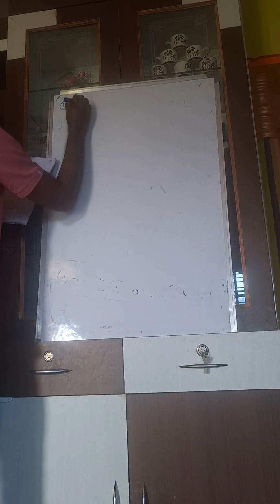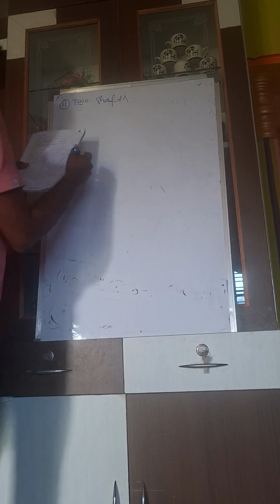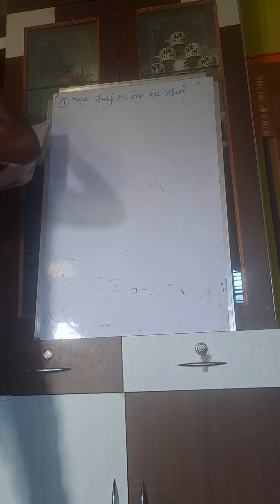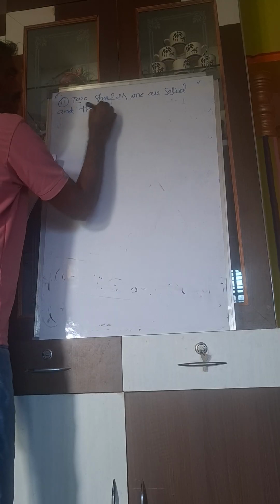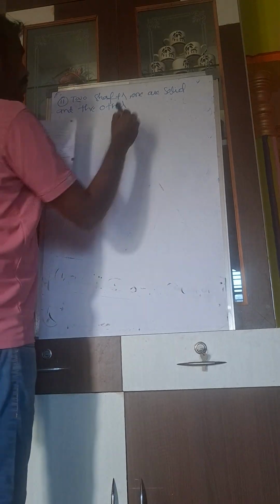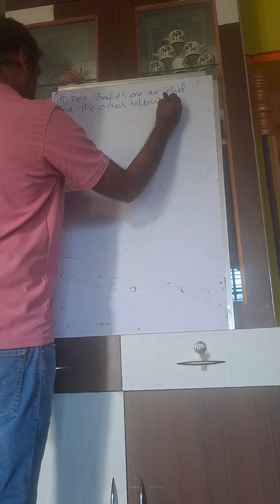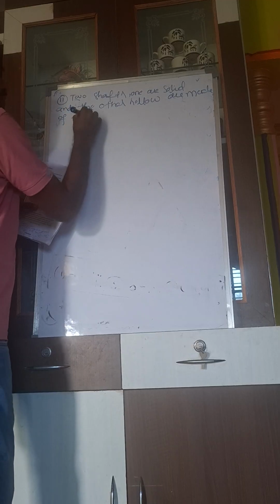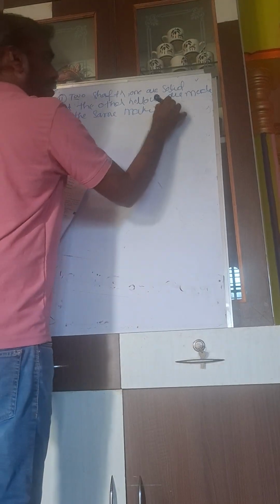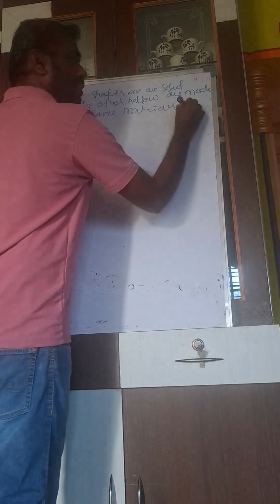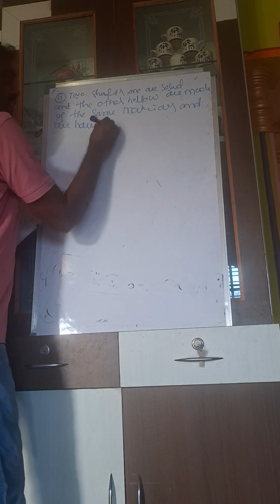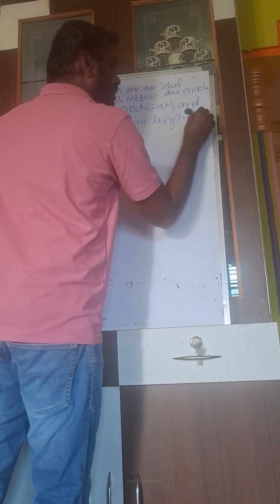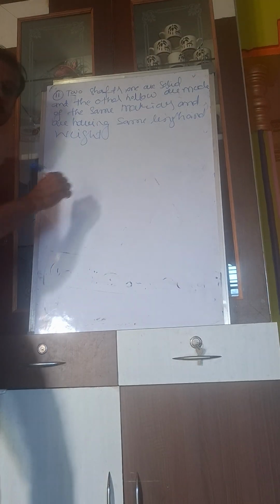The question number is 11. Two shafts, one is solid and the other is hollow, made of the same material and having the same length and weight.